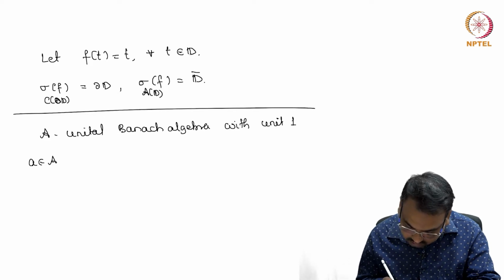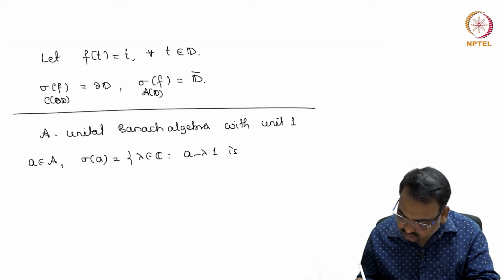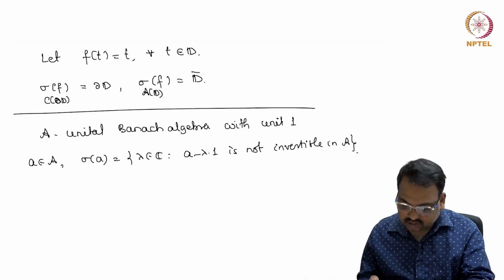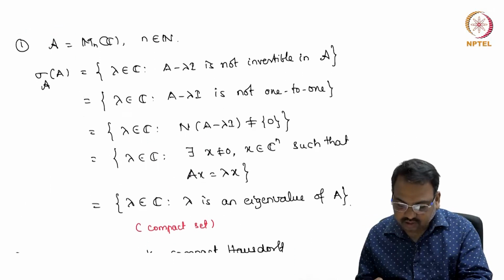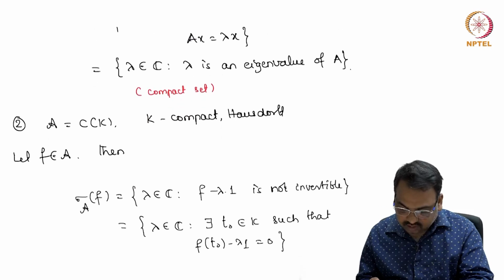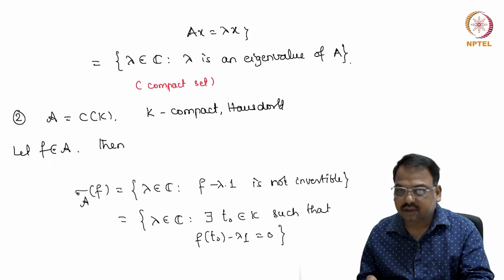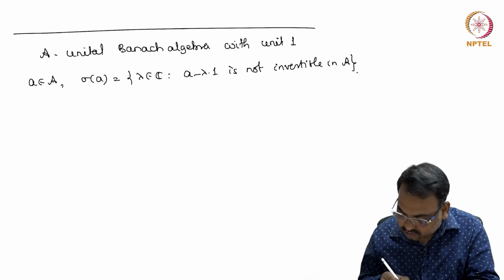If a is in A, the spectrum of a we write as the set of all lambda in C such that a minus lambda 1 is not invertible in A. Okay. Now we want to ask the question, can we say that the spectrum is non-empty? If we see both examples, the first one is a non-commutative Banach algebra when n is bigger than or equal to 2, and the second one is a commutative Banach algebra with unit. In both cases, we have got that the spectrum is always non-empty. In fact, we can conclude this as a result that the spectrum is always non-empty.